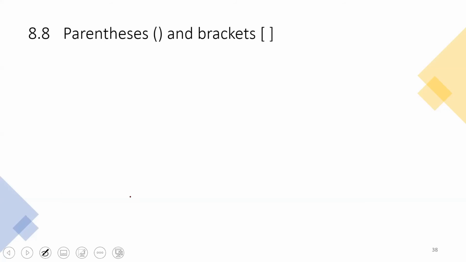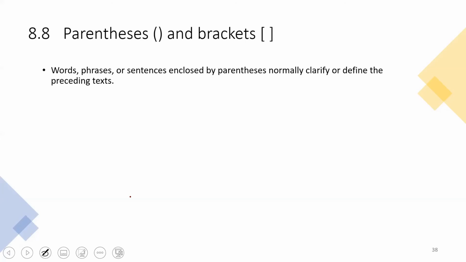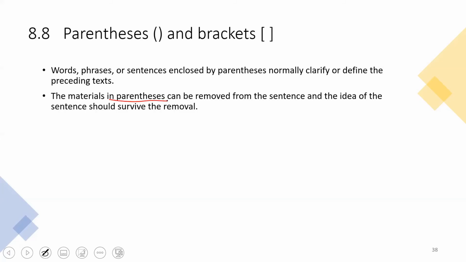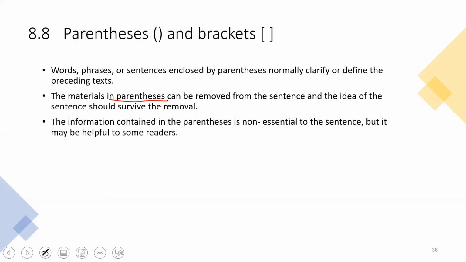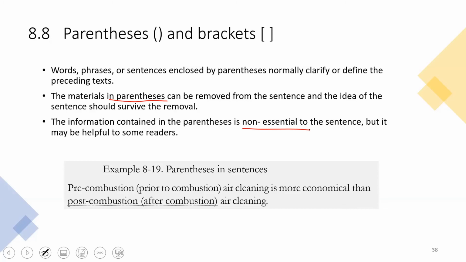Parentheses and brackets. Parentheses, a round bracket. Sometimes we call it a round bracket. So usually they are used for definition or preceding. The materials in the parentheses can be removed. Information contained in the parentheses is non-essential. Again, it is needed for clarity, but you can remove it without impairing the idea.